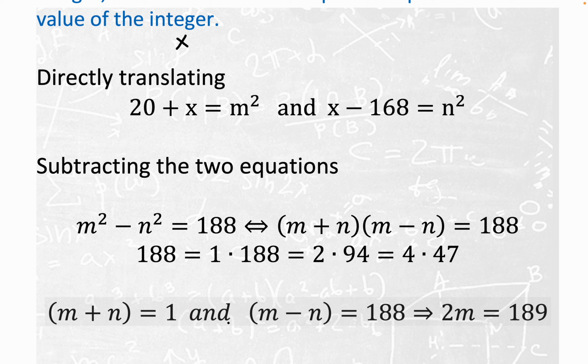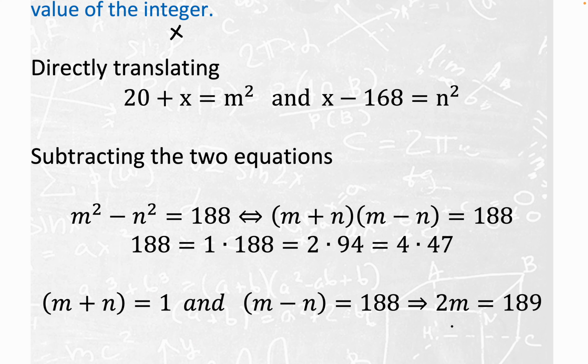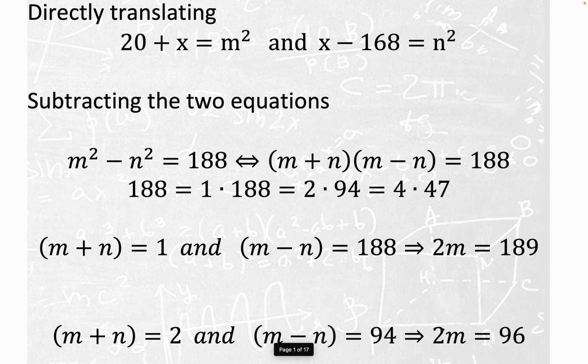Now notice when we add the two equations, the n's cancel, and so we get 2m is equal to 189. Now when you divide by 2, you get that m is equal to 189 over 2, and that's not an integer. Remember, in number theory, we're dealing with integers here. So we have to rule out this possibility. That is not an integer, and so we have to scratch that out.